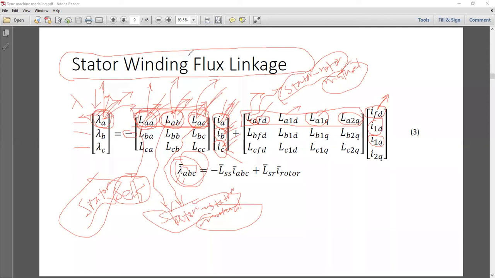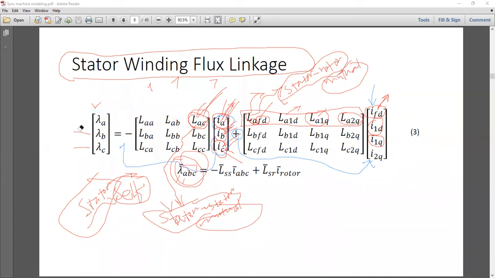So there is a difference. Again, I'm highlighting this. There is a difference between the current direction in these 3 coils, IA, IB, and IC, and these 4 coils. These 4 coils carry current into the circuit, so that's why they are positive. But these 3 carry current out of the circuit, so that's why they are negative. So that's done for this slide.